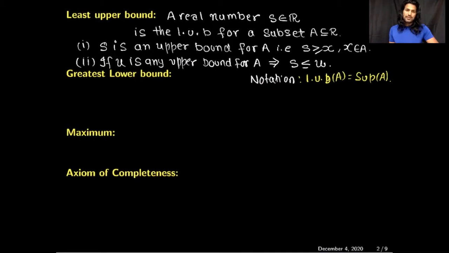The first one is that S must be an upper bound for A, where A is a subset of real numbers. And the second property is that it is the smallest upper bound. Or in other words, if you pick any other upper bound, S must be less than or equal to that upper bound. Now I will give you the definition of the greatest lower bound, which is going to be very similar to this, just flipping some inequalities.